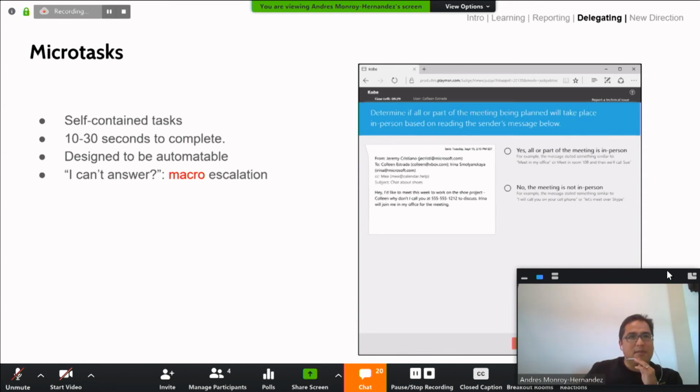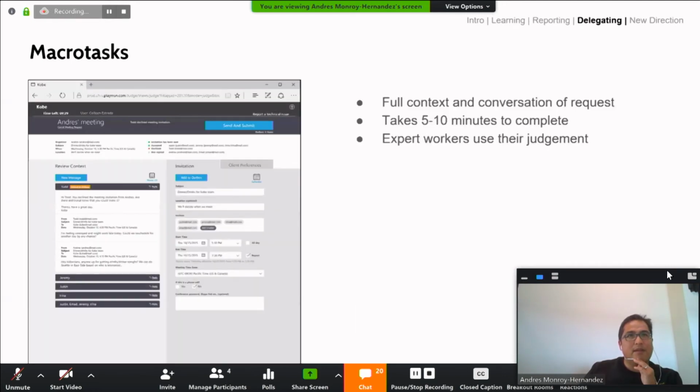You will push a red button, and in this case, it will escalate to this macro worker. And then the macro worker is really taking over the whole thing. This task will typically take 5 to 10 minutes to complete, and it will take the expertise of somebody who is familiar with scheduling meetings and doing it in a very professional way. So this is the whole system, composed of these three pieces: microtask, macrotask, and the automation.